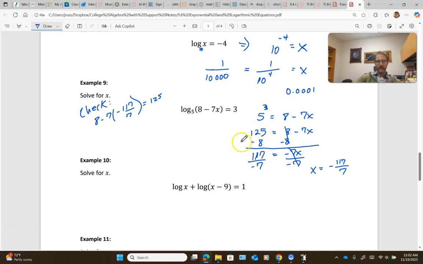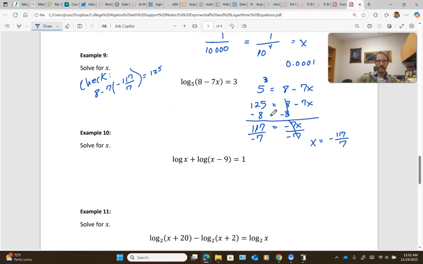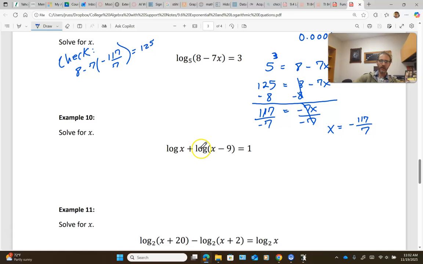Alright. Now let's look at these last 3. Okay, these are going to be a little more involved simply because we have more than one logarithm. So see, I can't just simply exponentiate now. I need to first combine these two logarithms on the left-hand side. And so the way we do that, guys, is using the product rule that we talked about in 9.5.